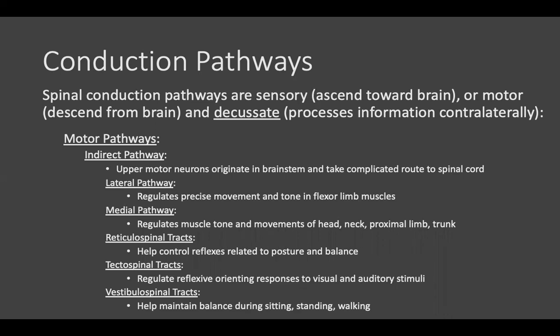You see the lateral pathway will help us with vasomotor tone in our flexor limb muscles, whereas say your tectospinal one will help us with the visual and auditory stimuli in helping us to orient our body based off of the visualizations in which we're getting. So that's what we kind of call your reflex, like a knee-jerk reflex.